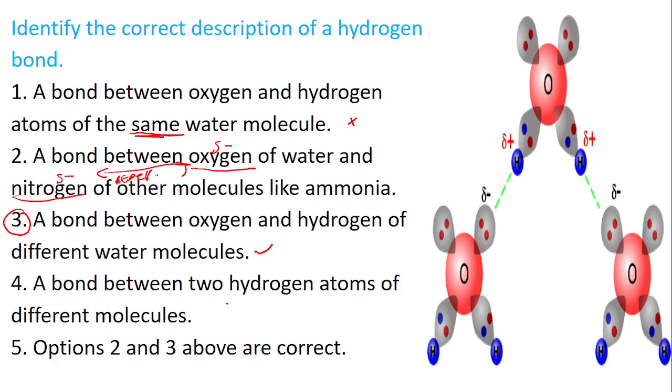A bond between two hydrogen atoms is also wrong. What this statement is saying is, let's say a bond is created between these two hydrogen atoms. This bond cannot exist. That statement is 100% wrong, because this one is partially positive and that one is also partially positive. So the bond is not capable of taking place.